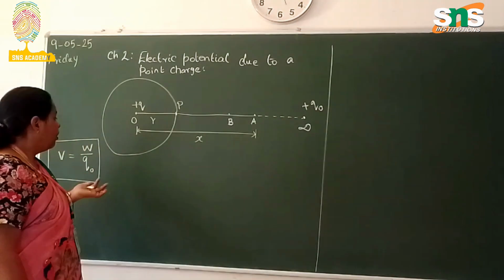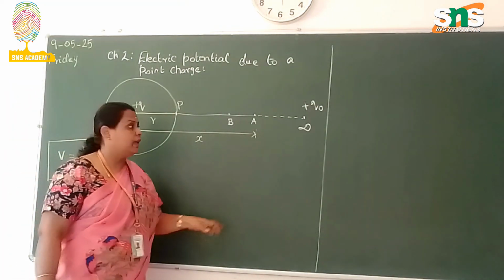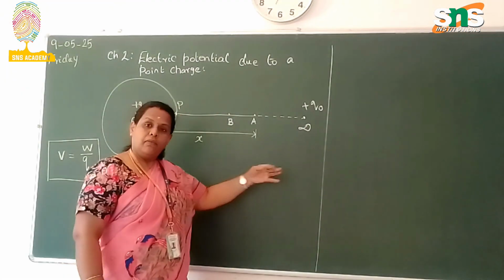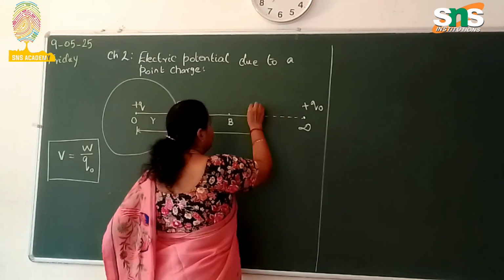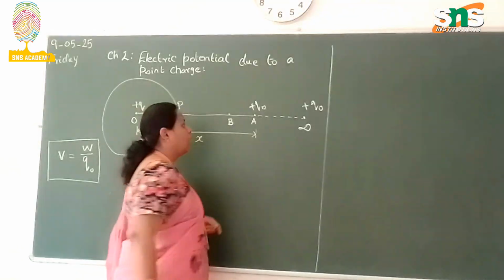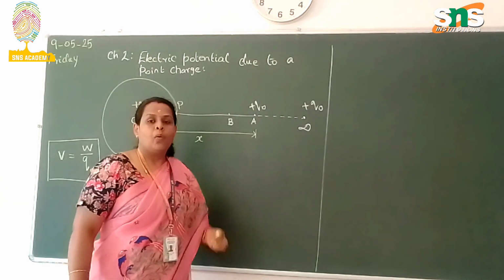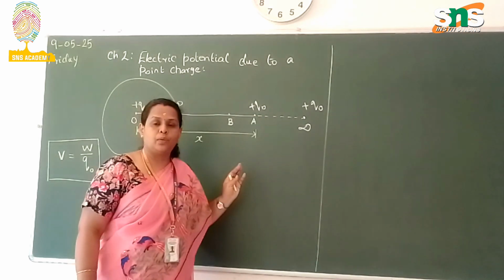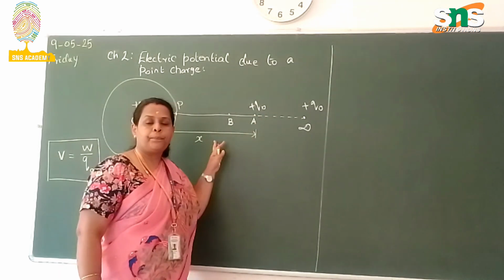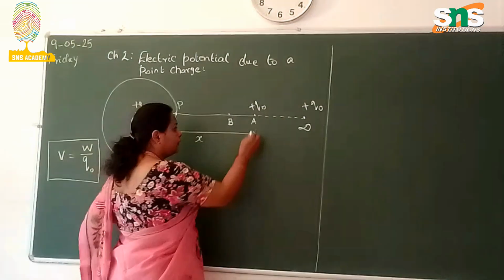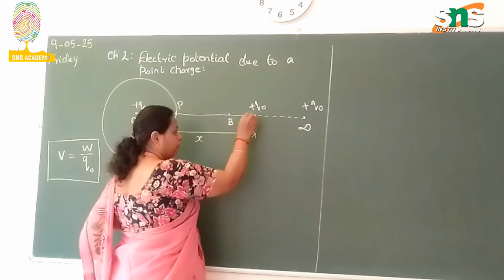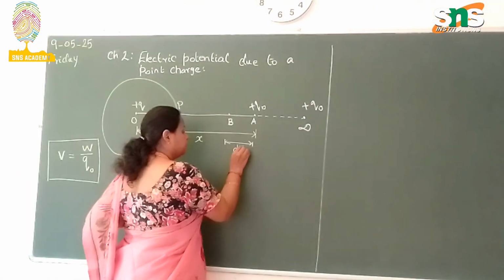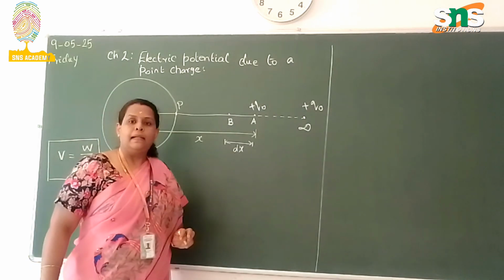So now what do I have to do? Here we are bringing the positive test charge from infinity to a point A. Now we have brought it to this point A. So now the test charge is at point A. I should again do some work to bring this unit positive test charge from A to B. If the unit positive test charge is brought from A to B, let this small displacement be dx.